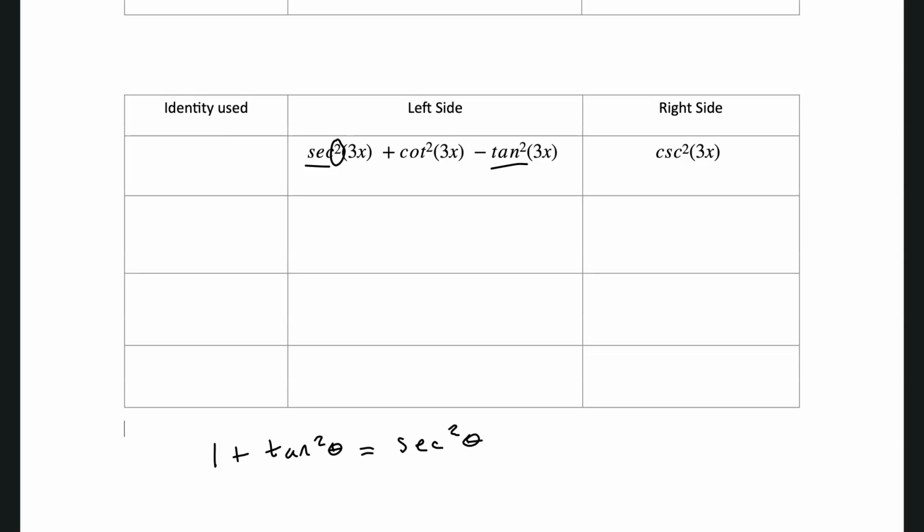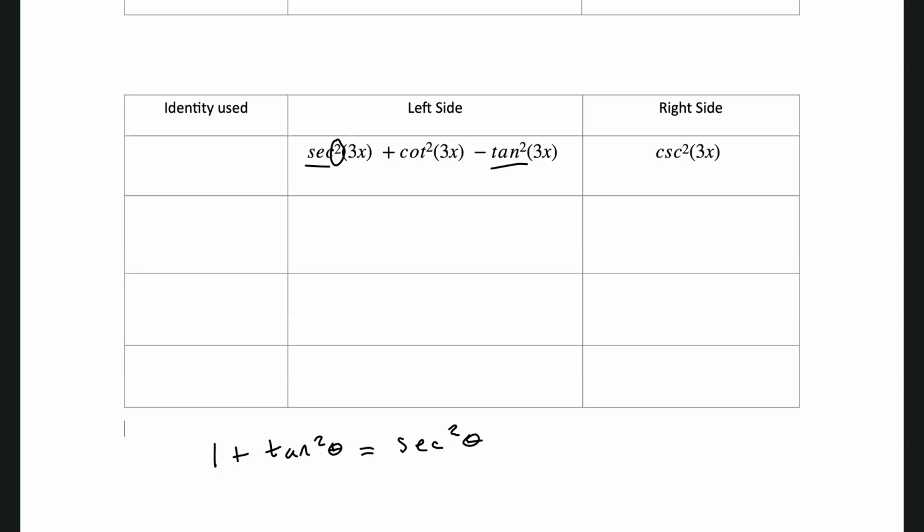Now, 2 points to make here. The first is that theta is just a variable, meaning that in your problem, it may not say theta, it may say, for example, 3x. But this identity is still going to work for trig functions with theta as 3x. We just need to pay attention to that and make sure we keep it consistent throughout the problem.